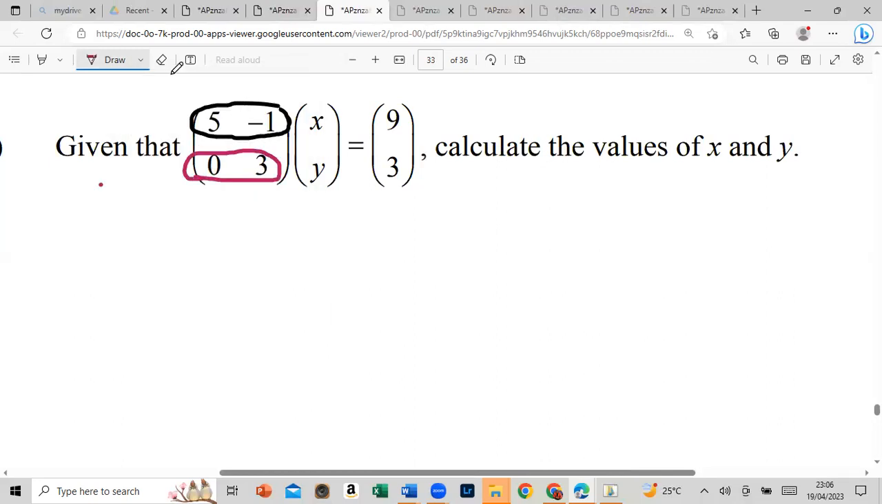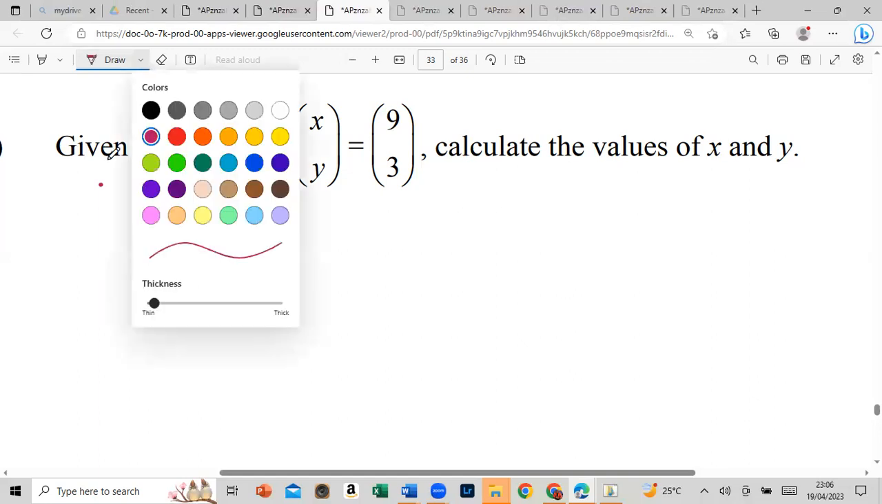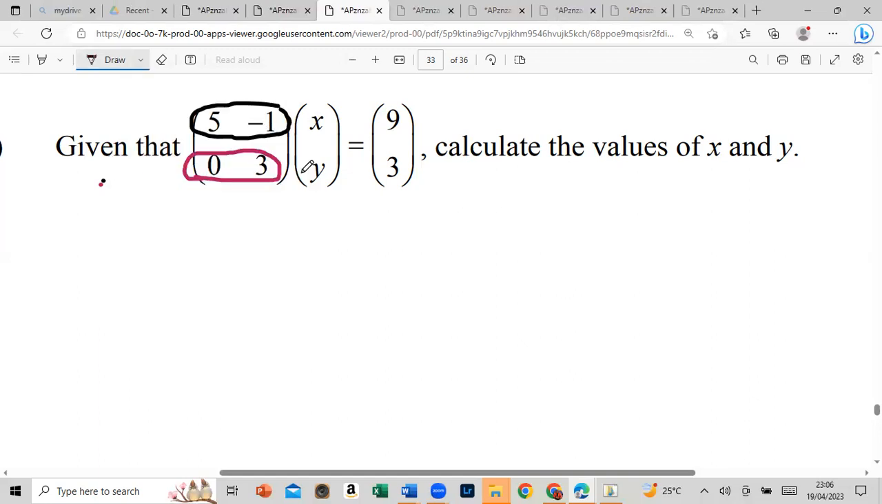Alright, so it's row by column. Let's go. So it's going to be 5 times x, that is 5x, negative 1 times y, that's equal to minus y, and that must equal 9. And then 0 times x, that is 0 basically, I'm just going to put 0x, and then 3 times y is equal to 3y, and that must equal this, which is 3.